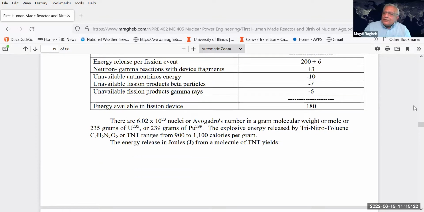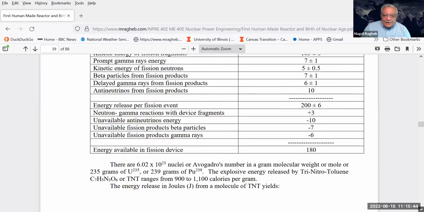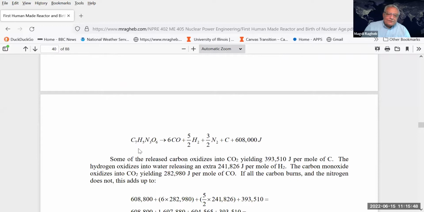When we measure the energy release from nuclear devices, we compare them to chemical explosives, in terms of an explosive called trinitrotoluene, TNT. The chemical formula is C7H5N3O6. And if you take one molecule of TNT and explode the device, it turns into carbon monoxide, hydrogen, nitrogen, and carbon.